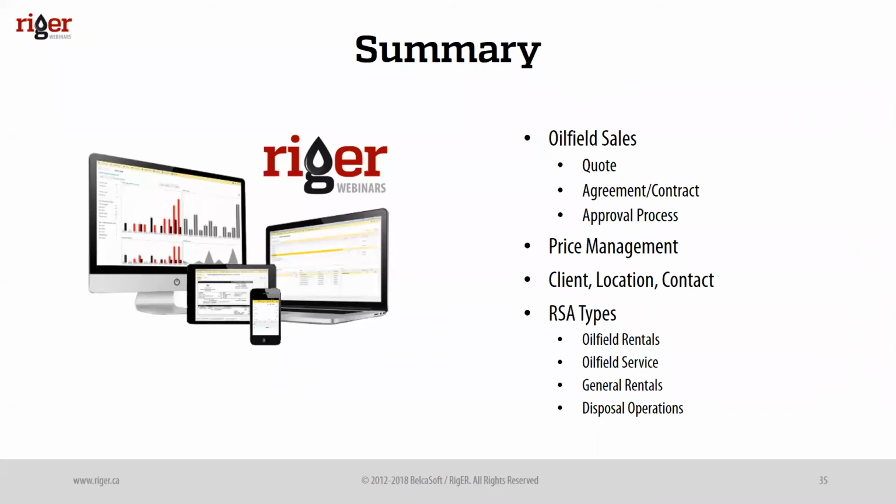In terms of price management, we've covered some topics about the price list and price agreement and different rental periods and a price book, which determines the different prices for different rental periods. We've covered the client location and contact topics. So in the rental service agreement, you are able to create a new client and create a new location and contact for this client, or to select from the existing ones. And different RSA types, oilfield rentals, service and general rentals, determine the different types of businesses and different types of jobs that you are going to provide to your clients.